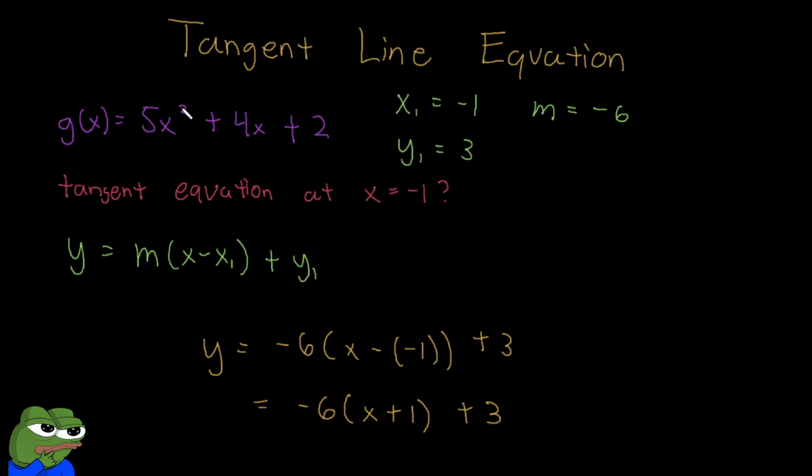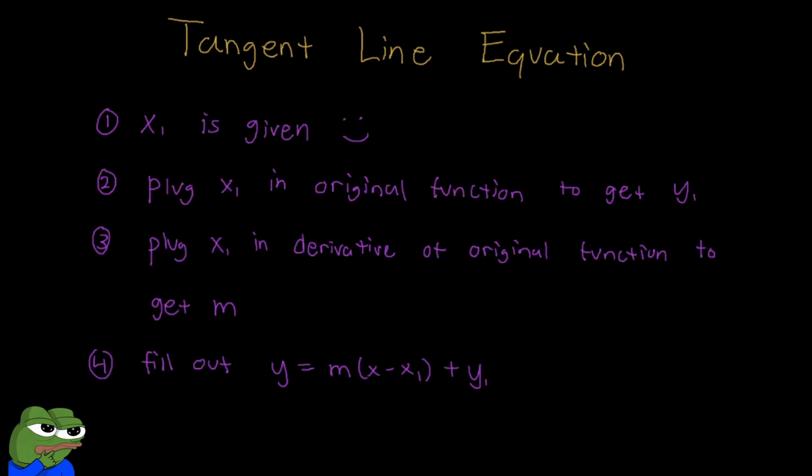In summary, you can just follow this 4-step process. The x1 is always given, then you plug it into the original function to get y1, then you plug x1 into the derivative of the original function to get m, and finally you just fill out our formula, which is y is equal to m times (x minus x1) plus y1.